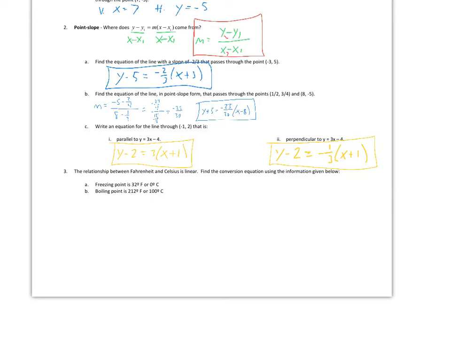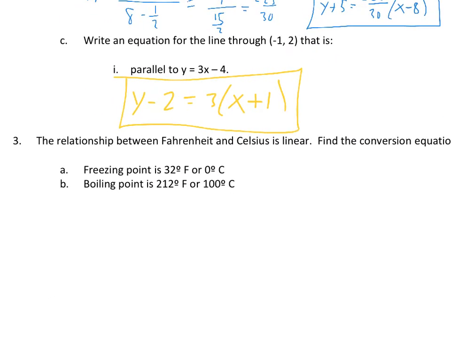All right, number 3, the relationship between Fahrenheit and Celsius is linear. Find the conversion equation using the information given below. So really, what we have here is just 2 points, and it doesn't matter what you call x and what you call y. I'll let Fahrenheit be our x values and Celsius be our y values, giving me these 2 coordinates. And then with those 2 coordinates, we got to find the slope.